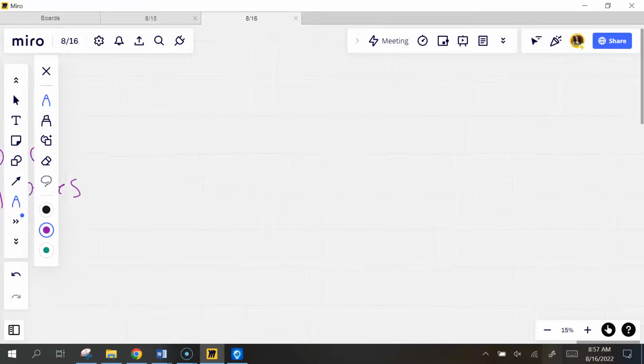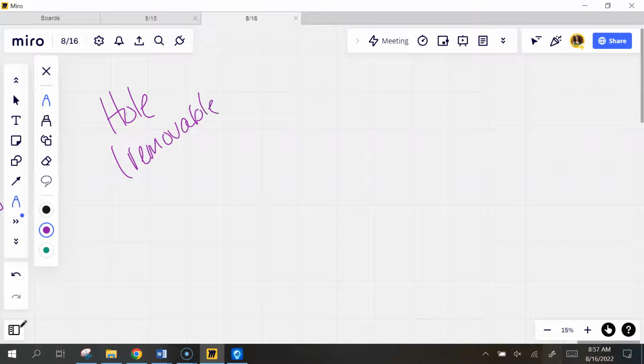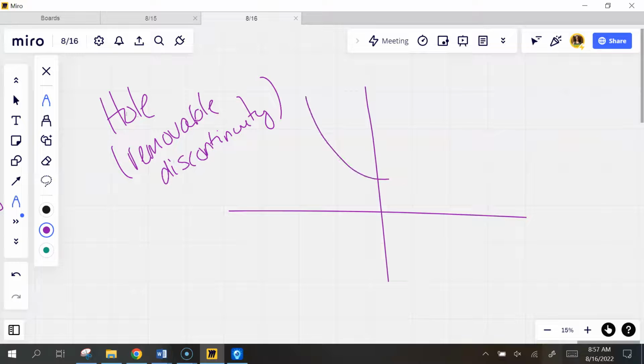Tell me one type of discontinuity that you know. We just named two. A hole. Sometimes we call this a removable discontinuity. So it might look something like this, and maybe we plug the hole up here with something else. Let's call this value C.